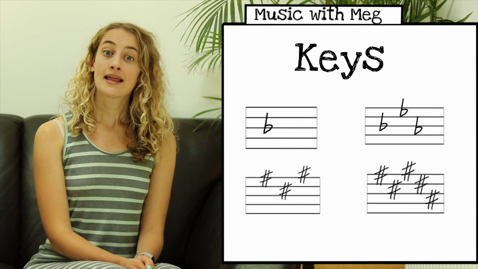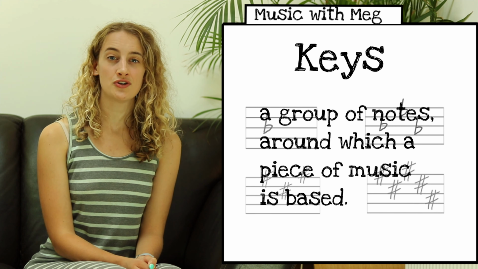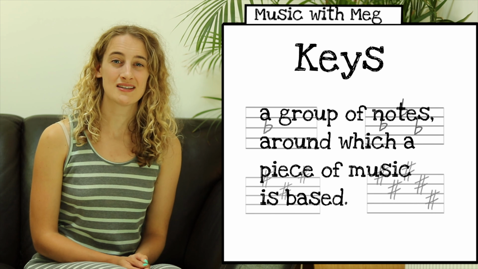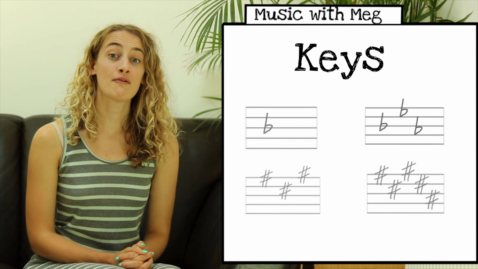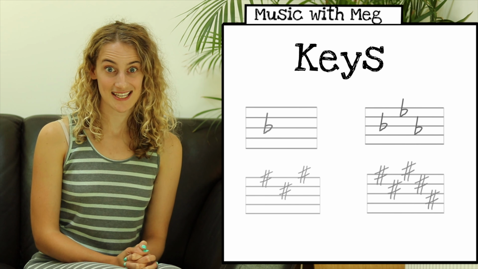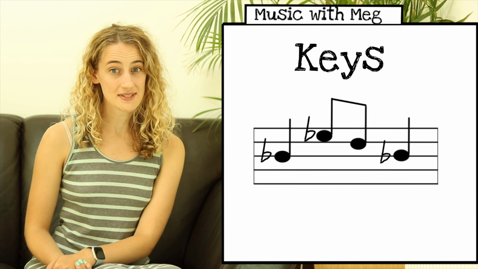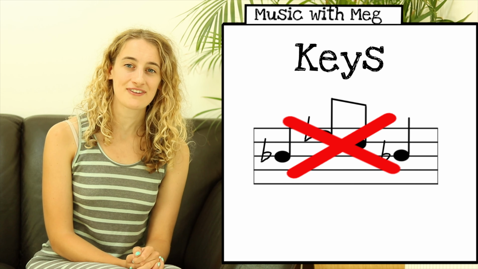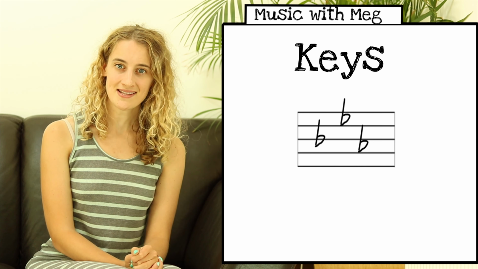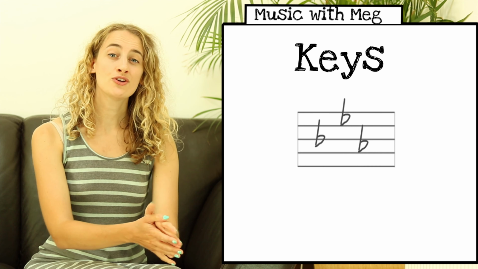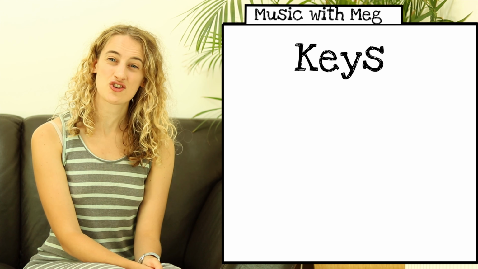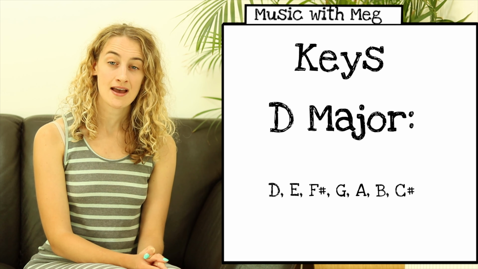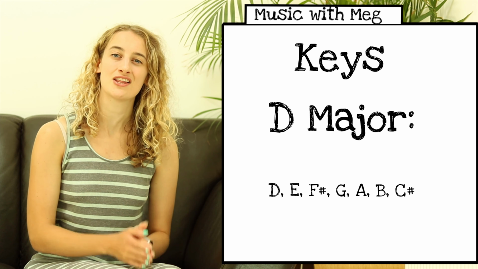start of the piece. Now a key is a group of notes, sharps, flats and naturals, around which a piece of music is based. Now there are a few reasons why music is written in keys. Firstly, it means you don't have to keep writing sharps and flats throughout the music. The sharps and flats that are in the key signature remain there through the whole piece. When you're writing music, it's easier to choose the chords, the harmonies, and the notes when you're writing in a key because you can choose notes that fit within the group.